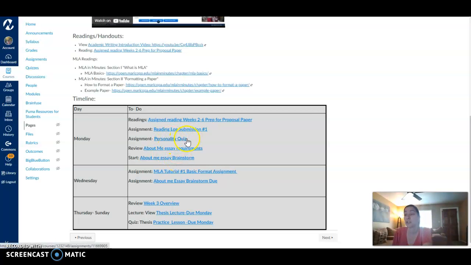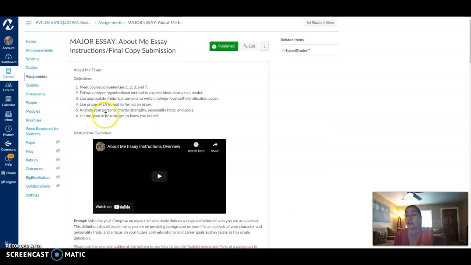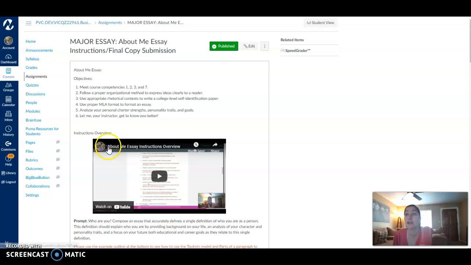You do have your personality quiz assignment. This will help you with coming up with perhaps a main definition of self for your About Me paper, or the personality character traits paragraph. This might bring some inspiration for you, so you're going to do that. Do go through the About Me essay requirements. There also is an instructional video here that goes through the requirements for the paper, so all of that should help you.